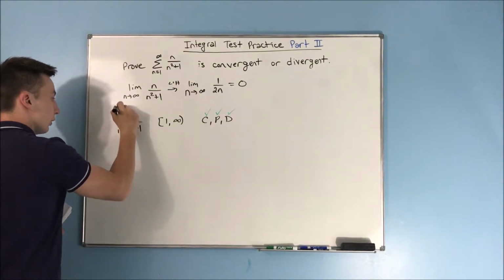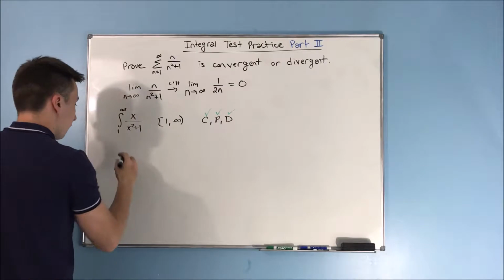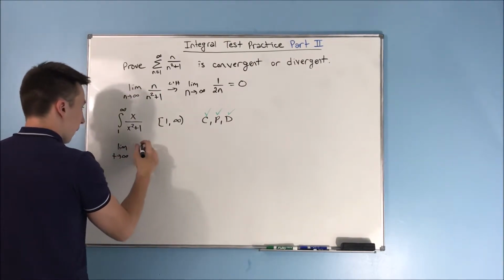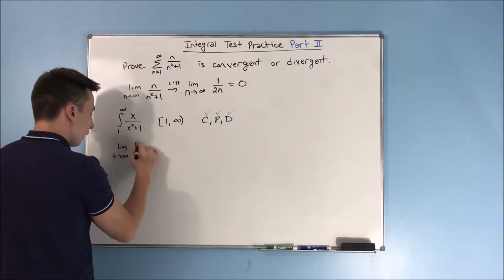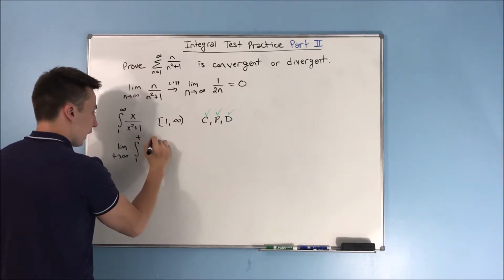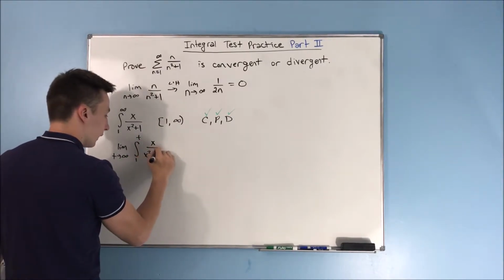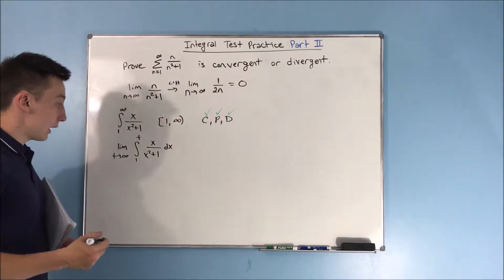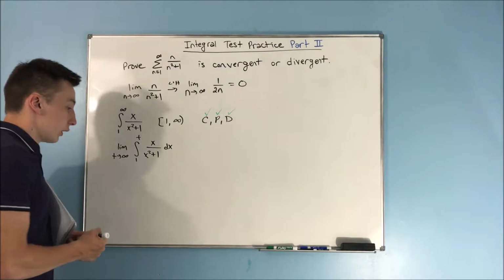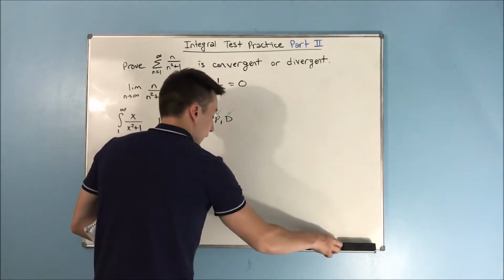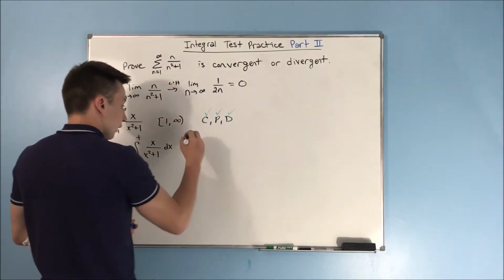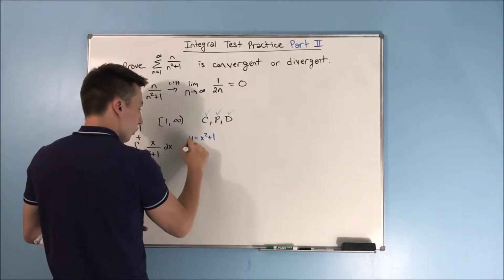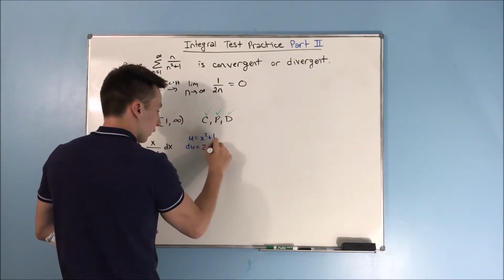now we can actually do our integral, and we're integrating this from 1 to infinity. So we do the limit as t approaches infinity of the integral from 1 to t of x over x squared plus 1 dx. Now, this is just going to be a simple u substitution. All right, so we can do that: u equals x squared plus 1, and du would then be 2x dx.